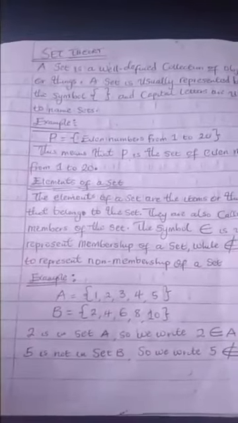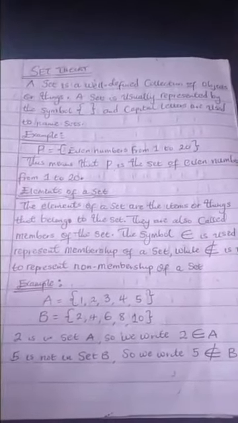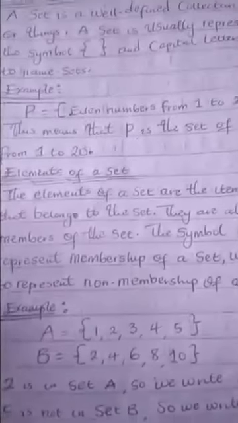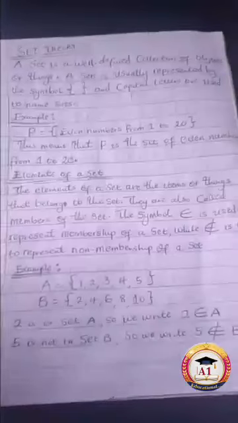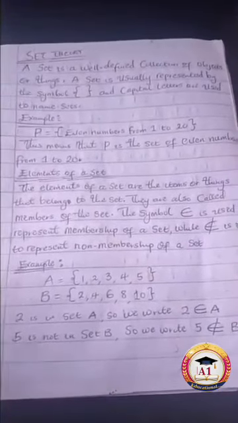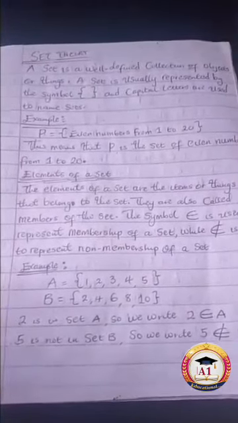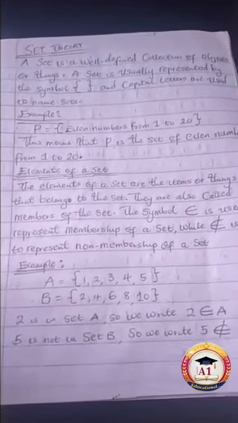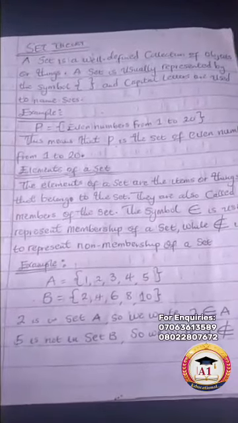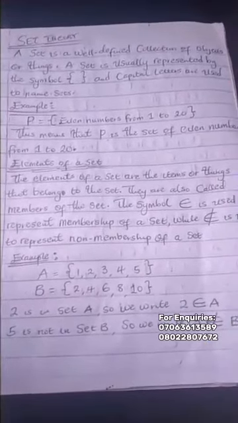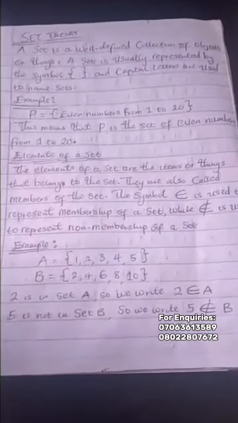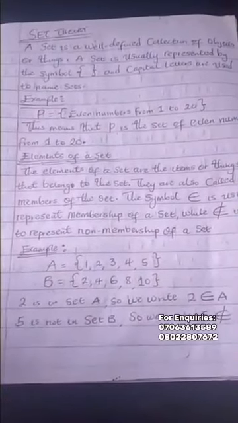It's set theory. A set is a well-defined collection of objects or things. A set is usually represented by the symbol of curly braces, and capital letters are used to name sets. Example: capital letter P, the set P is equal to curly braces, even numbers from 1 to 20. This means that P is the set of even numbers from 1 to 20.